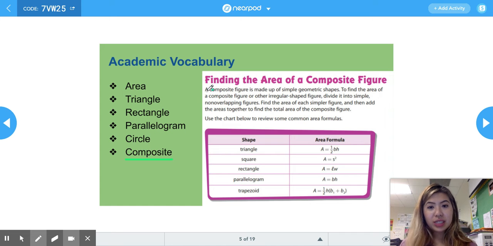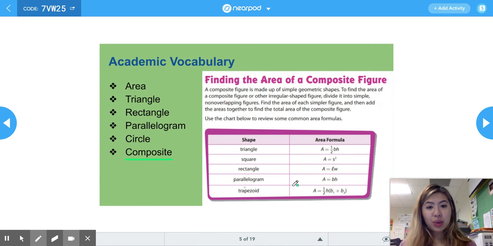And as you can see right here, it says a composite figure is made up of simple geometric shapes. So it can include triangles, rectangles, parallelograms, and circles. To find the area of the composite shape, we have to divide the composite shape into simple, non-overlapping geometric shapes. Then we find the area of each simpler shape and then add up all the areas.